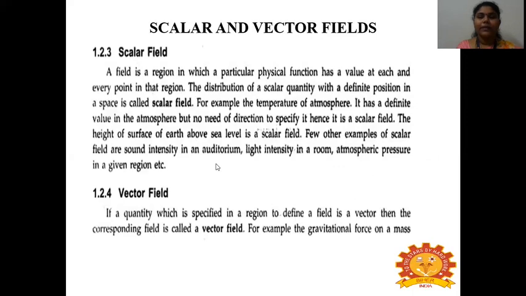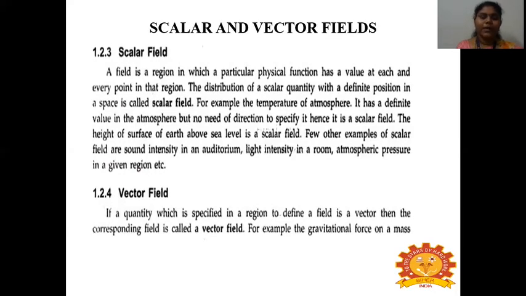Next, scalar and vector fields. So a field is a region in which a particular physical function has a value at each and every point in that region. So the distribution of the scalar quantity with a definite position in a space is called a scalar field. So for example, temperature of the atmosphere. So it has a definite value in the atmosphere, but it will never have a specific direction. So it is called a scalar field.